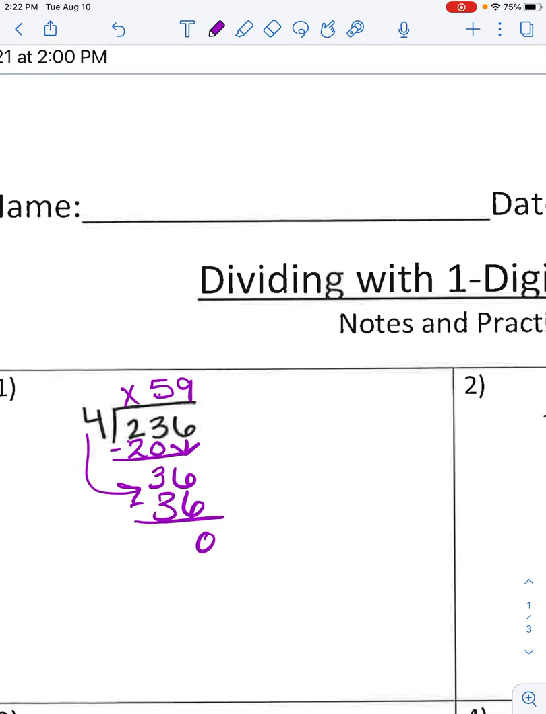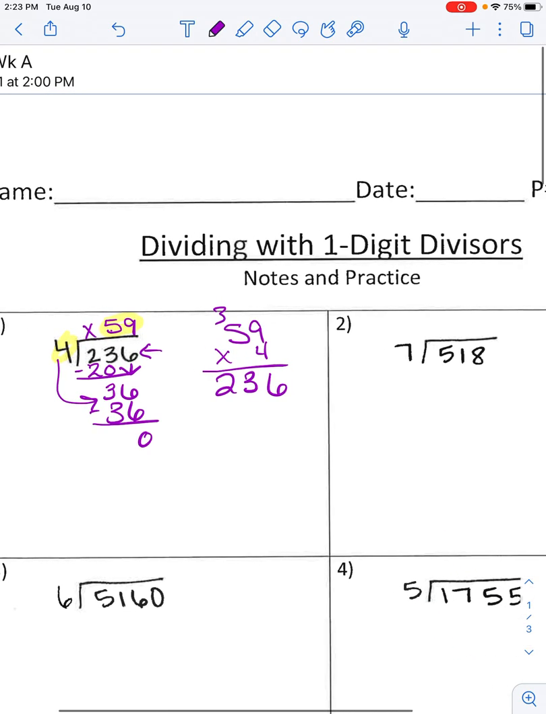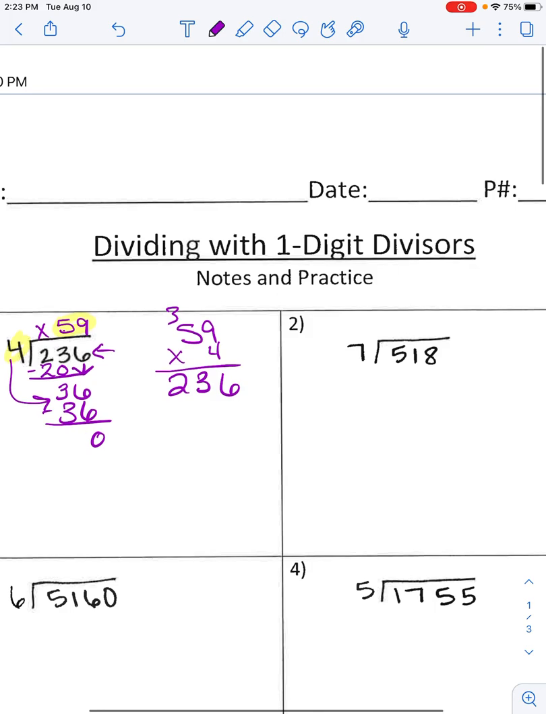59 is our answer. If you were to check it, 59 times 4, because multiplication is the inverse of division, and division is the inverse of multiplication, you can check it. 4 times 9 is 36. 5 times 4 is 20, plus that 3 is 236, which you see in there. Okay. Let's look at the next one.